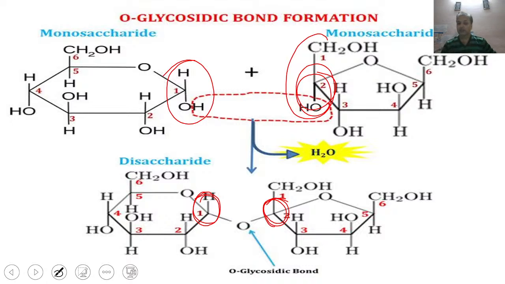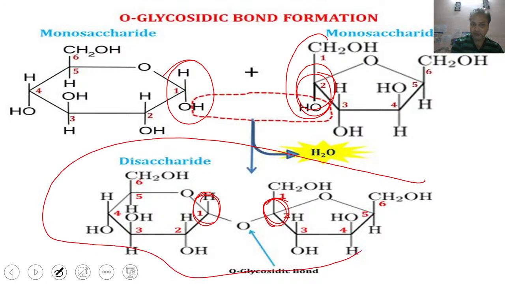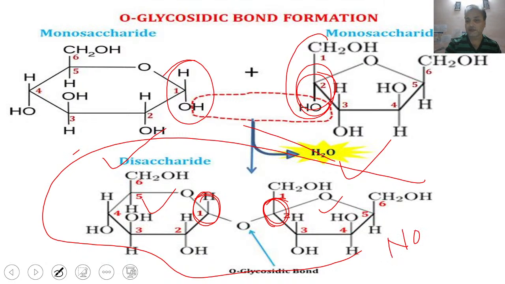Clear? Now in this disaccharide, one monosaccharide is joined with another monosaccharide by combining their two anomeric carbons. So both anomeric carbons of this monosaccharide and this monosaccharide have been used. So in this disaccharide we don't have any anomeric carbon free. Whenever you don't have any free anomeric carbon in a disaccharide, we are going to call it a non-reducing sugar.